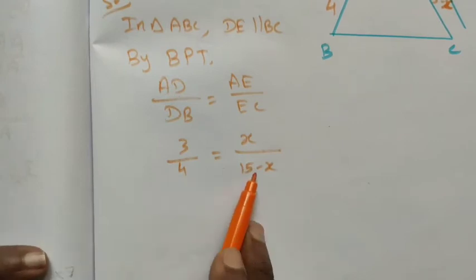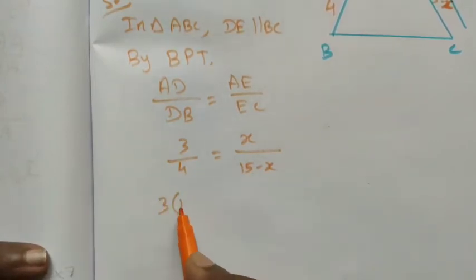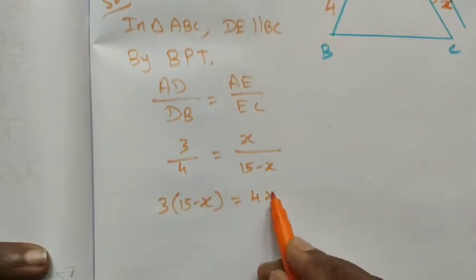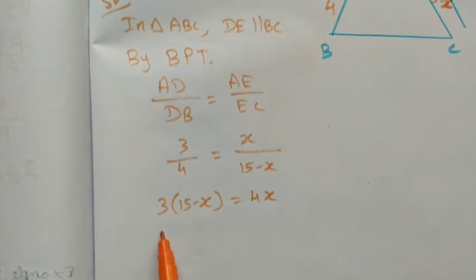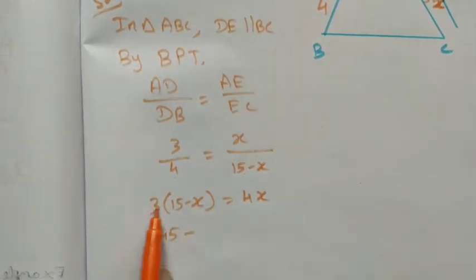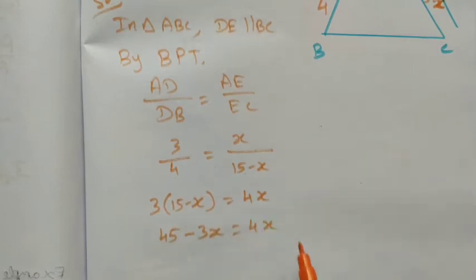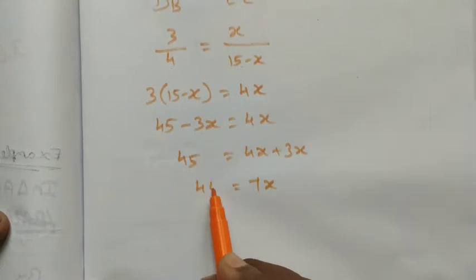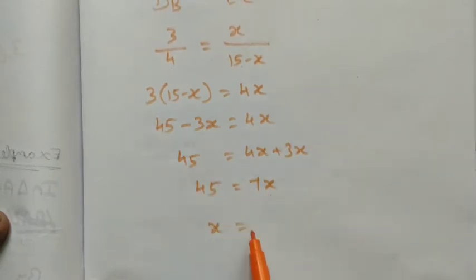Now cross multiplication. 3 into 15 minus x is equal to 4x. Now multiply the 3 inside: 3 15s are 45 minus 3 into x is 3x, equal to 4x. I take the variable term to one side, so we get 45 is equal to 4x plus 3x. The sum of these terms is 7x. We need the value of x only, so x is equal to 45 divided by 7.